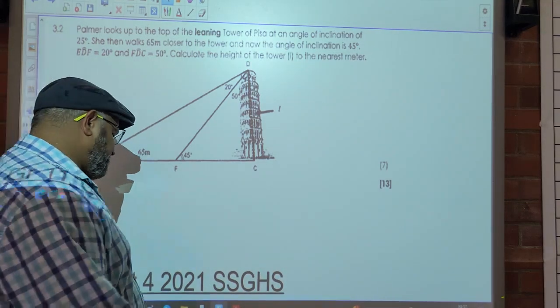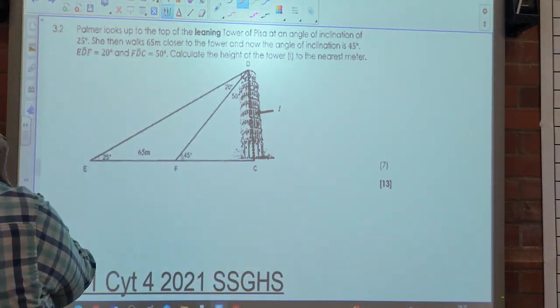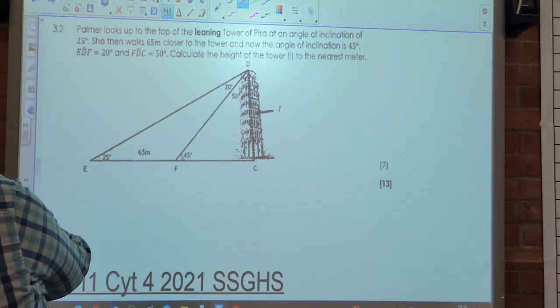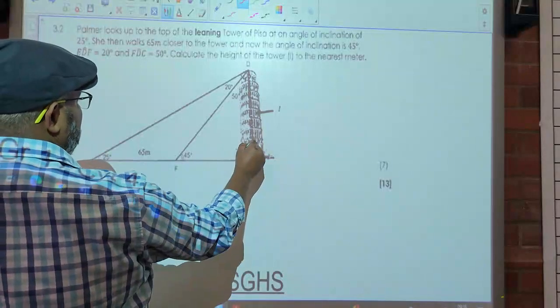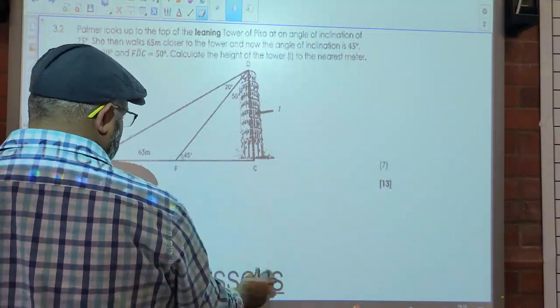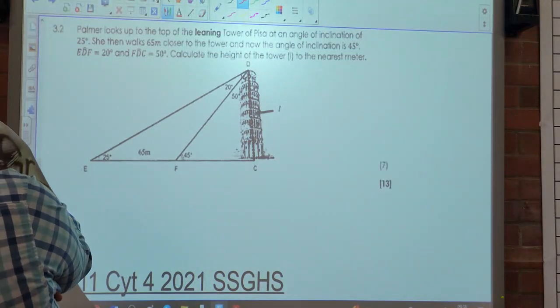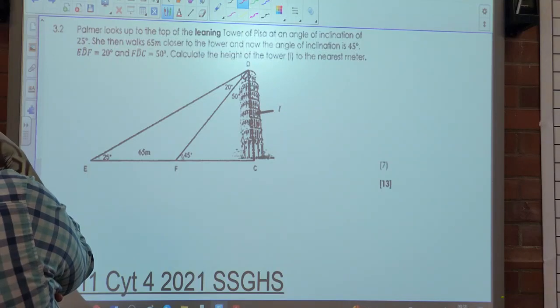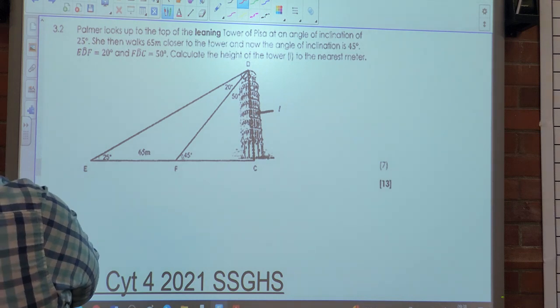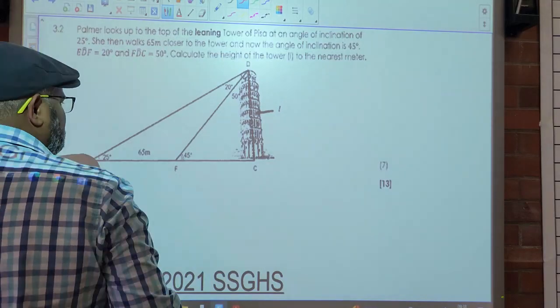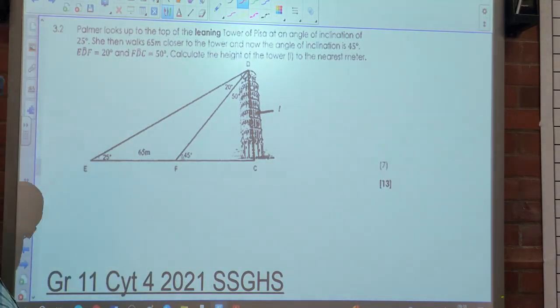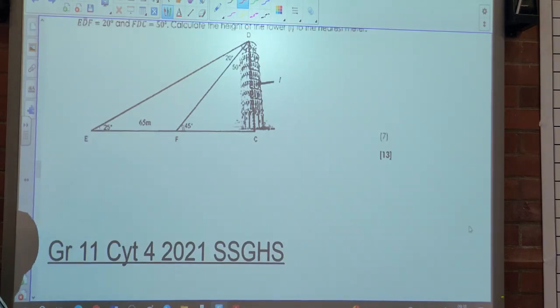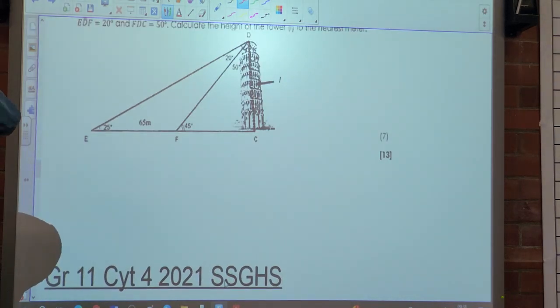So importantly, people, we know that this is the Leaning Tower of Pisa, so this angle is not 90. Okay? Is that correct? Right. So what we can calculate first is DF, because from what we have here. You all agree with that? So let's look at DF. There will be two sine calculations here. Sine rule.